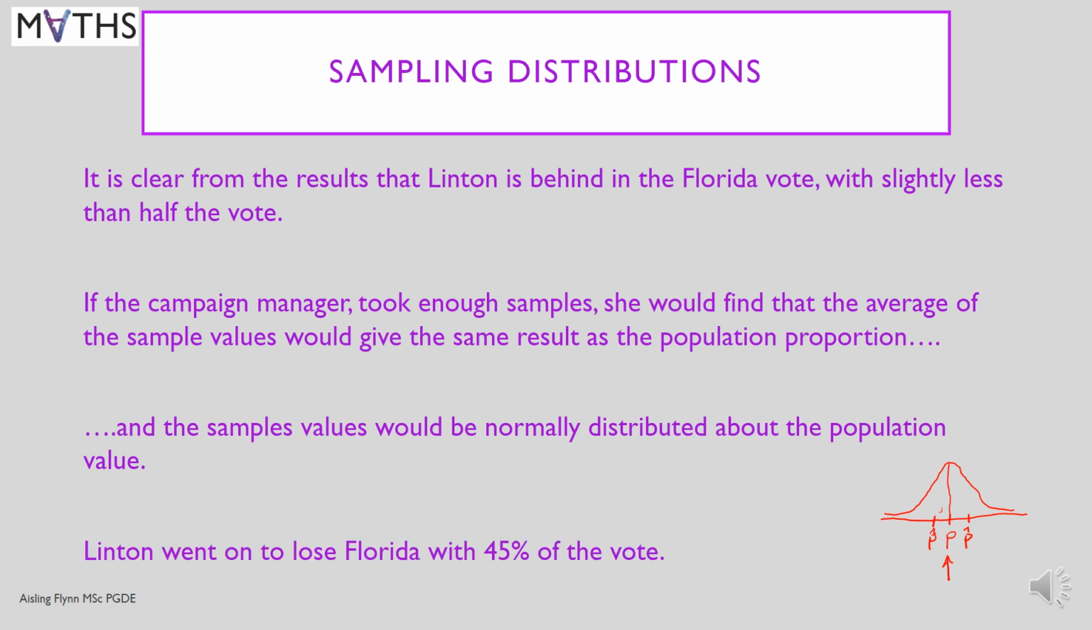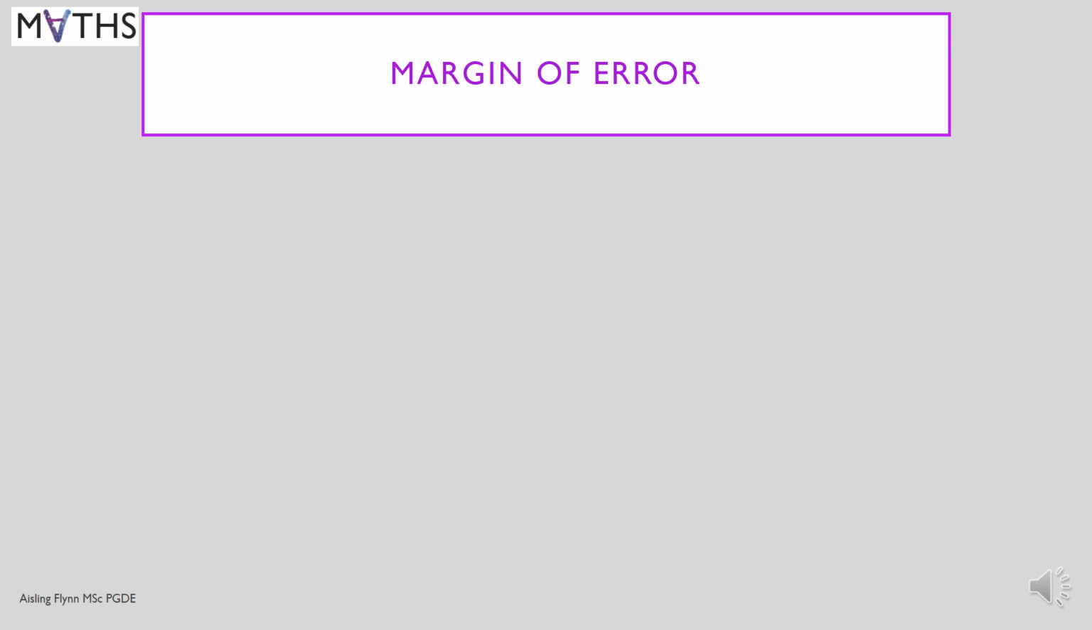It turns out Linton went on to lose Florida with 45% of the vote. So the samples were somewhat representative. Margin of error.